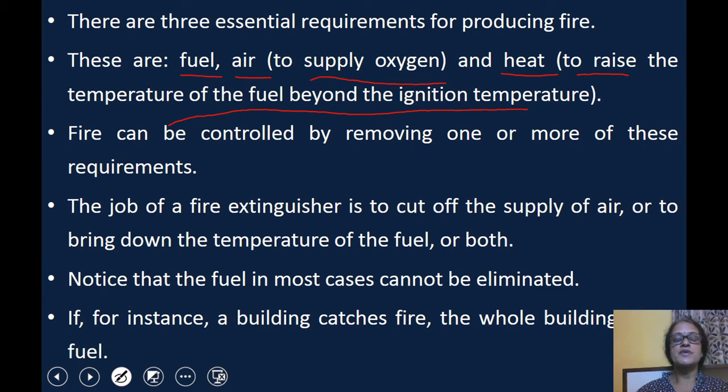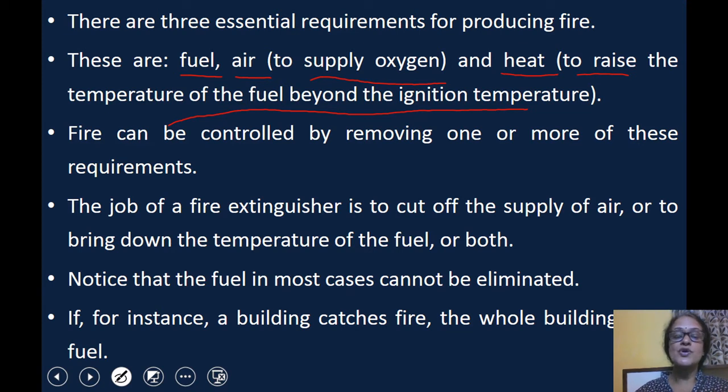So now there are three essential conditions for producing fire. What was the first condition? First condition was fuel. Second condition was oxygen. And how oxygen is supplied? Oxygen is supplied with the help of air. And the third condition is heat. The purpose of heat is to raise the temperature of the fuel beyond its ignition temperature.